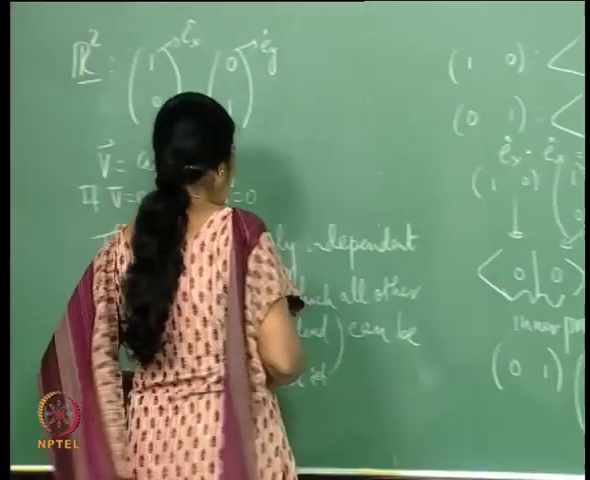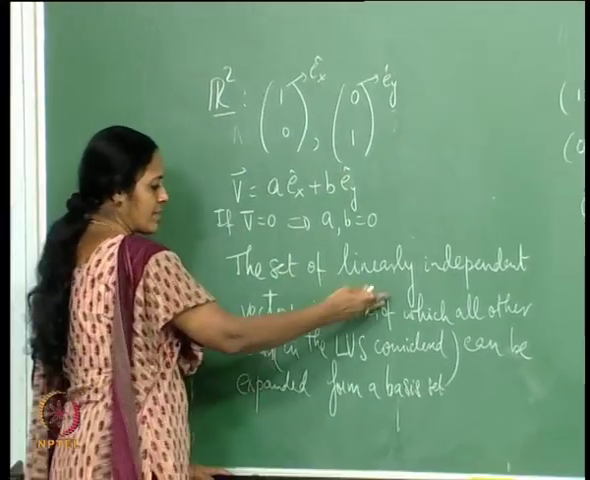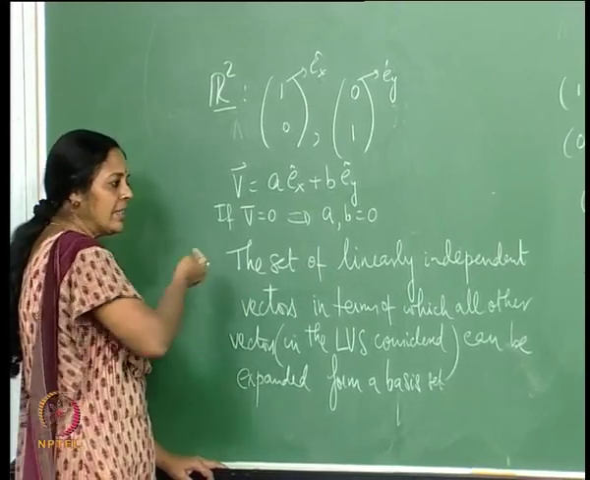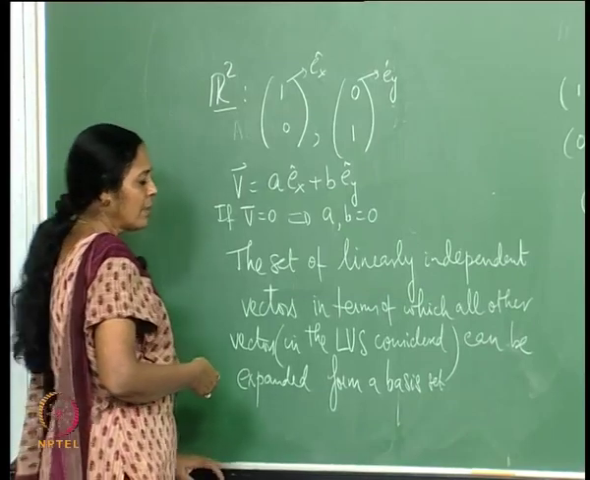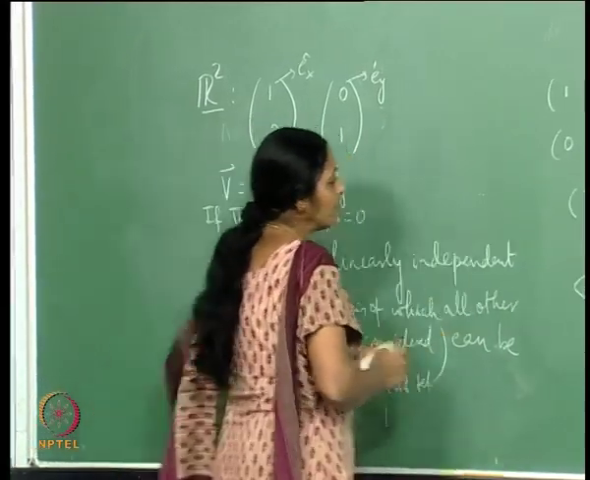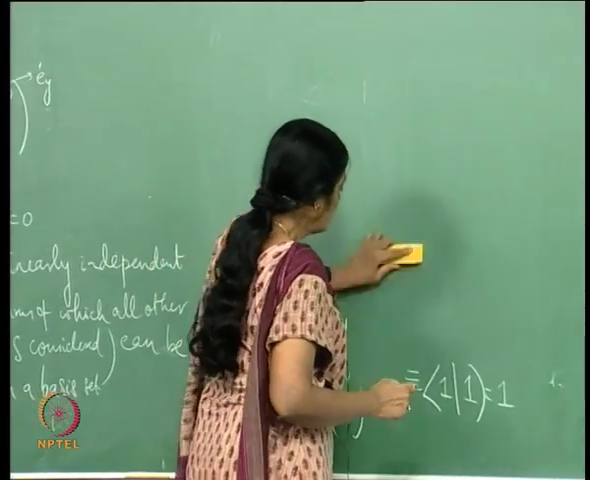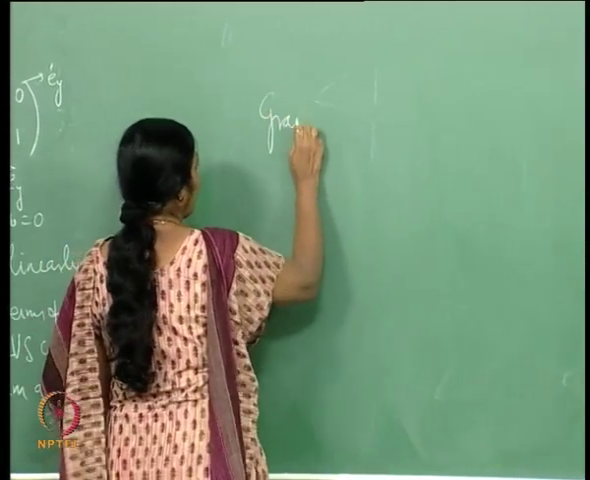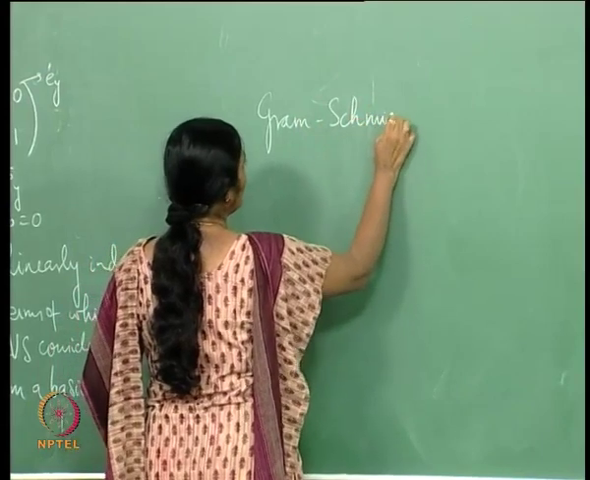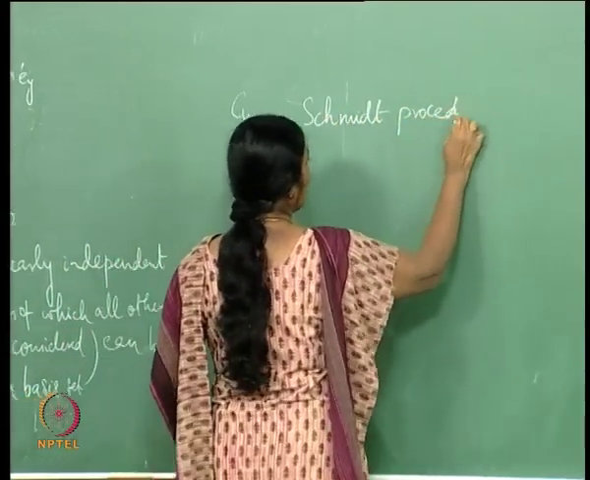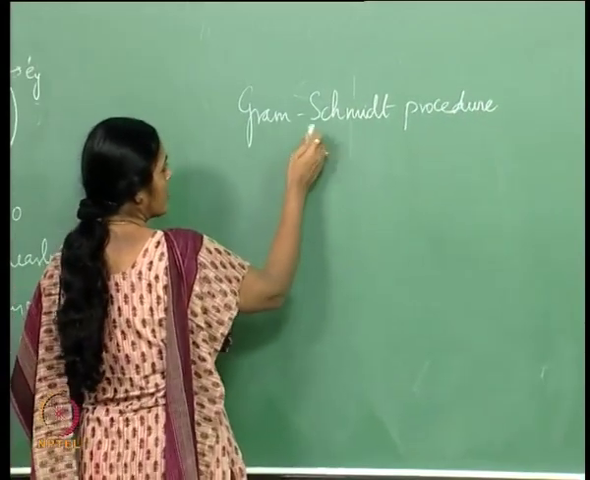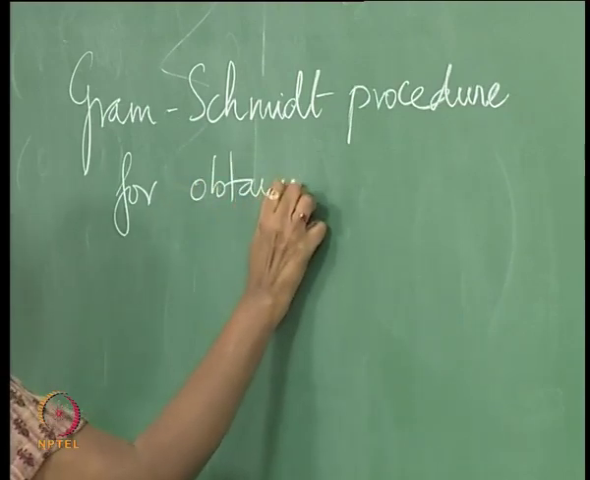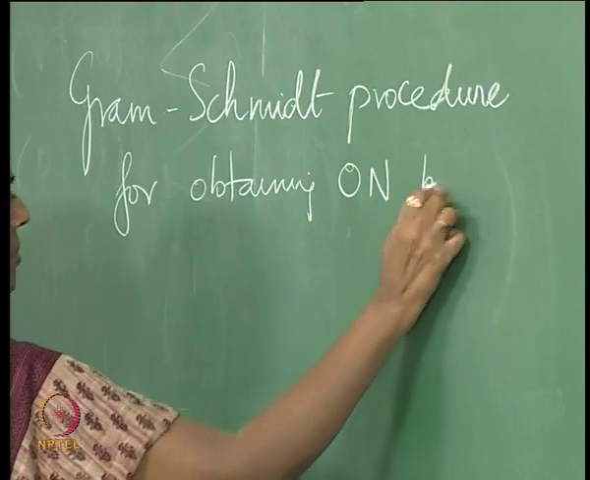Of course, to begin with, these vectors need not be orthonormal. They need not be normalized to unity and they need not be orthogonal to each other. But there is a prescription called the Gram-Schmidt procedure to make orthonormal vectors out of a set of basis vectors. And that can be used to produce a set of orthonormal basis vectors.